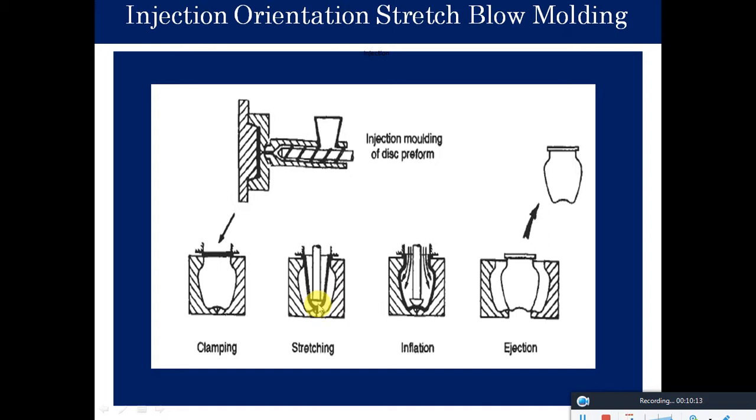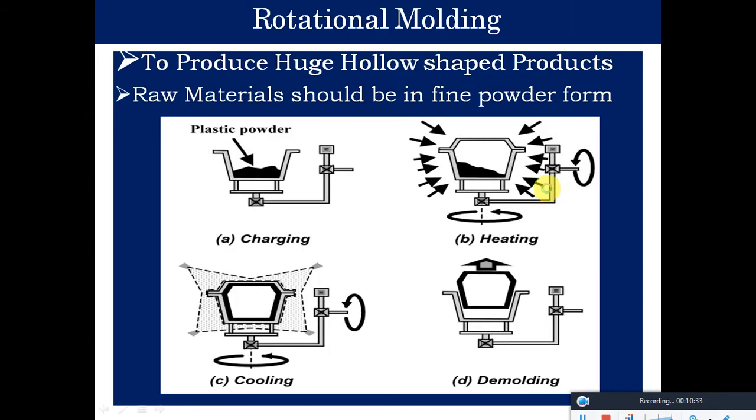and it has to be stretched with some rod or piston. Then the gas is allowed to flow inside this, so that it will cinch on the walls of this mold and take the shape of that mold, and finally the final product would come after cooling and ejection.